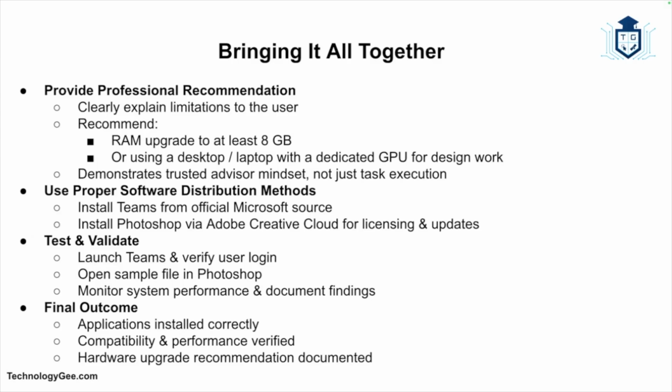And then you're going to choose the right distribution method. So you're going to grab Microsoft Teams from the official Microsoft website. For Photoshop, you're going to install it via the Adobe Creative Cloud desktop application, which manages license and updates. And then you're going to test everything. So you're going to launch Teams to confirm that people can log in. You're going to launch Photoshop by testing it with opening up a sample file. And then you're going to check system performance.